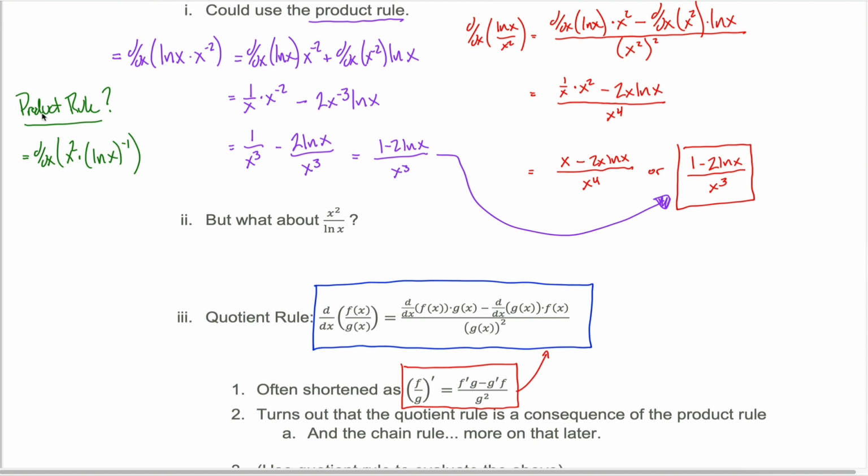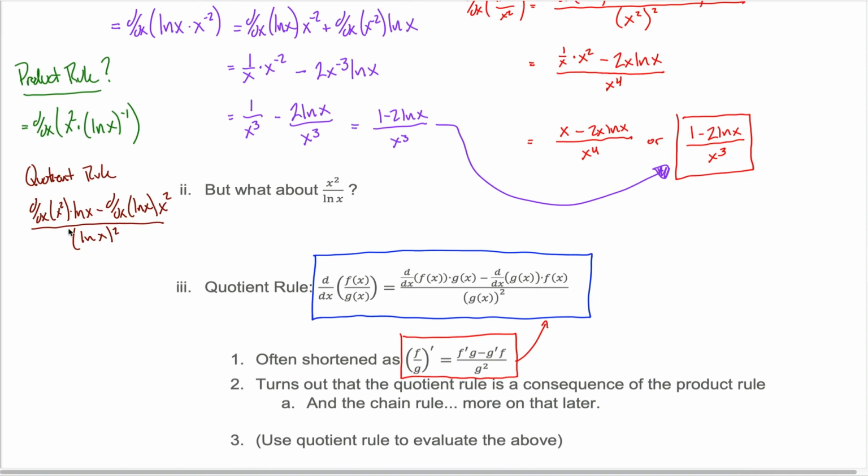The good news is we don't have to use the product rule because we have this quotient rule. So instead of worrying about how to rewrite this using the product rule, just use the quotient rule on it. We'd say that the derivative of x squared divided by the natural log of x is the derivative of the top, the x squared, times the natural log of x, minus the derivative of the bottom, the natural log of x, times the x squared, all divided by the bottom, natural log of x, squared.